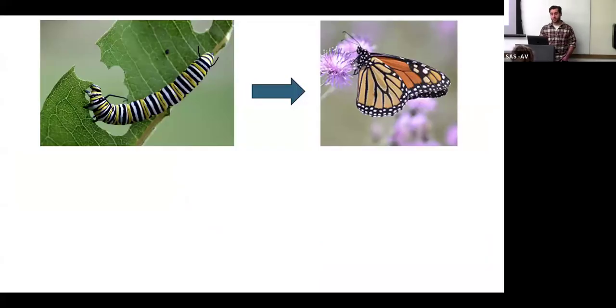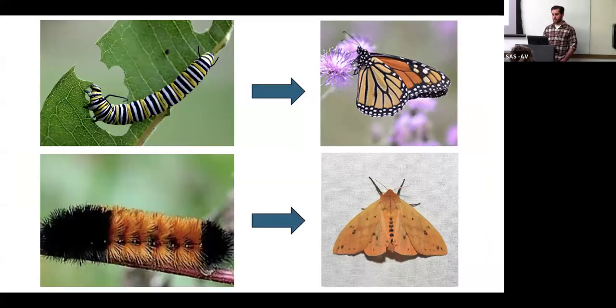Another key trait of Lepidoptera that we are probably all familiar with is that they spend a lot of their life cycle as caterpillars. So we know that butterflies like the monarch pictured here start their life as a caterpillar, but moths do the same. For every adult moth that you see, there is a caterpillar, like the woolly bear or tiger moth pictured here.